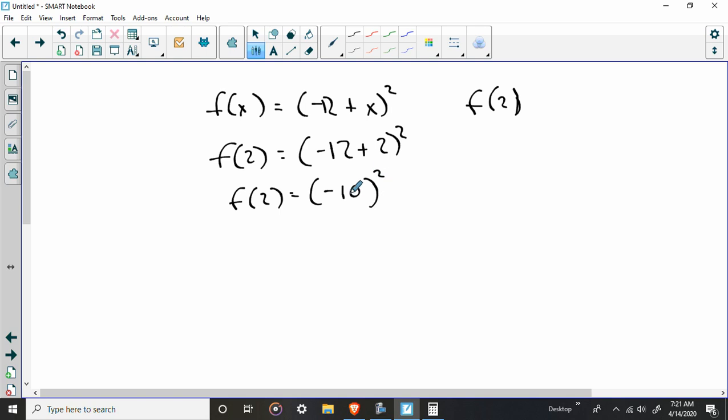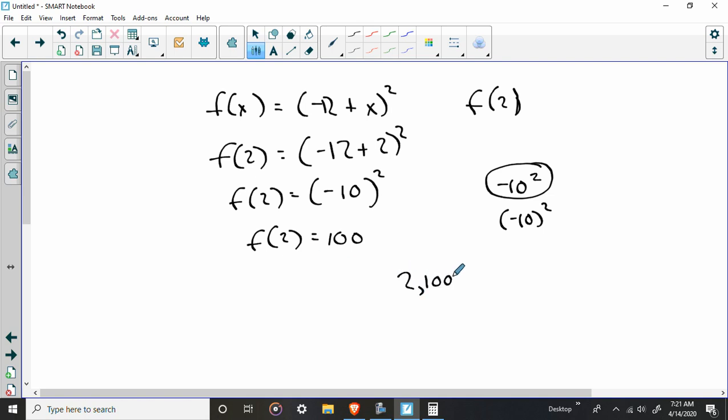Please be very careful how you put this in your calculator. You need to have those parentheses because this and this are two different things, and if you put this in without them, your calculator will give you the wrong answer. This is negative 10 times negative 10, which is 100. So f of 2 is 100, and as a point, it would be the point (2, 100).